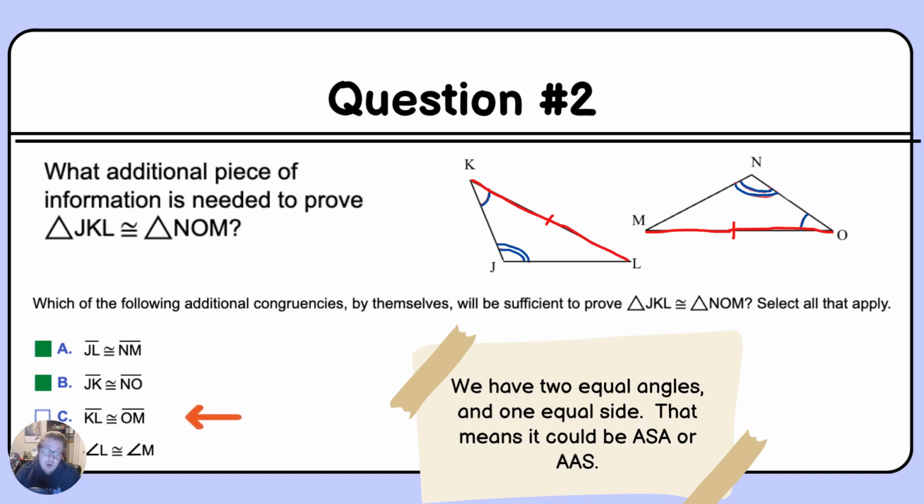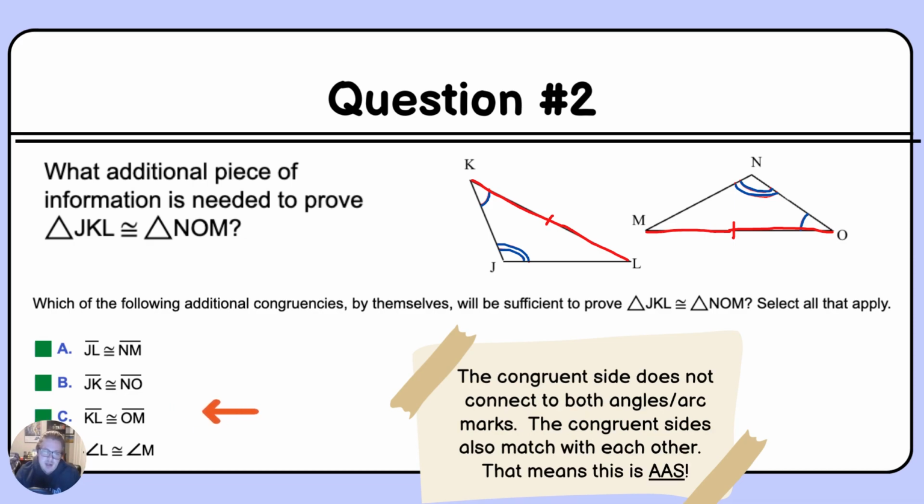If KL is equal to MO or OM, what would this one be? This is the same thing. It's angle, angle, side. You can see that the long side there touches only the single arc mark side. It doesn't touch both. That's the important part.